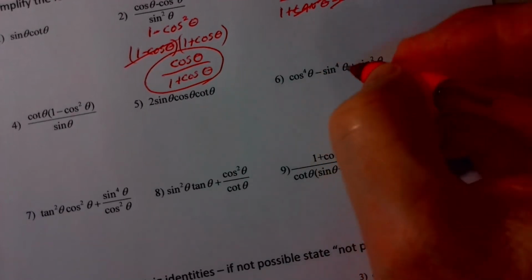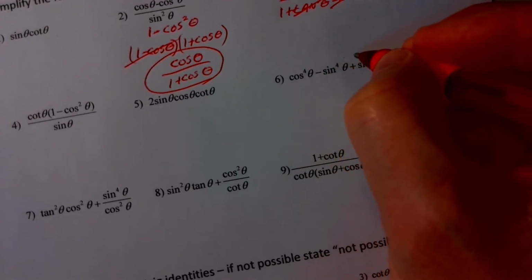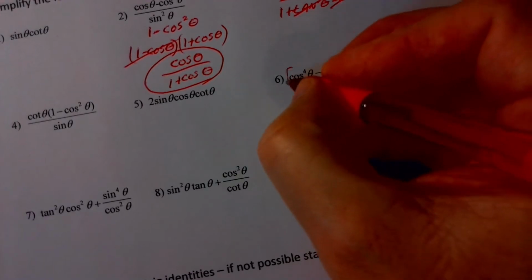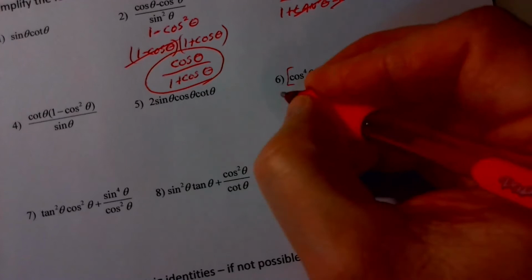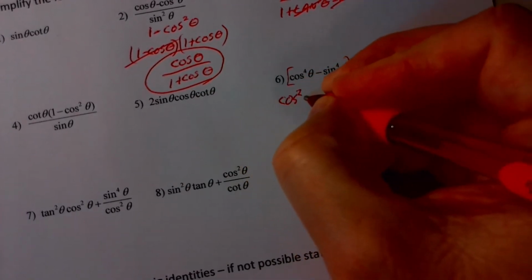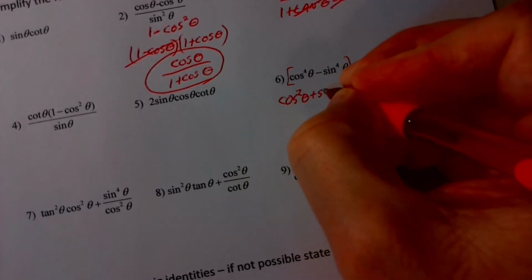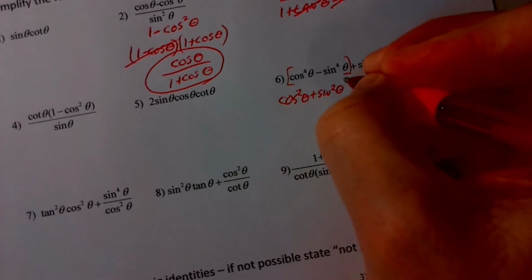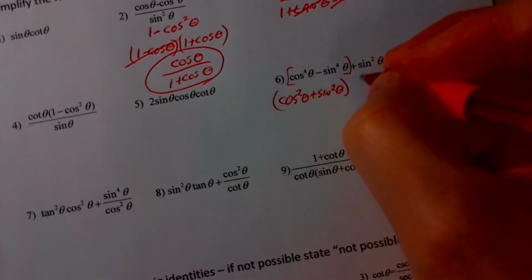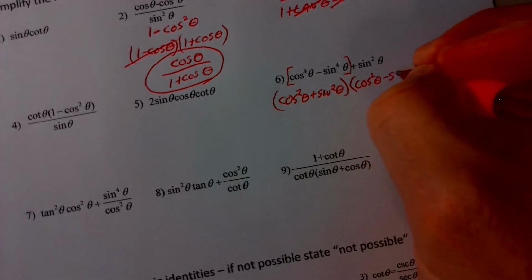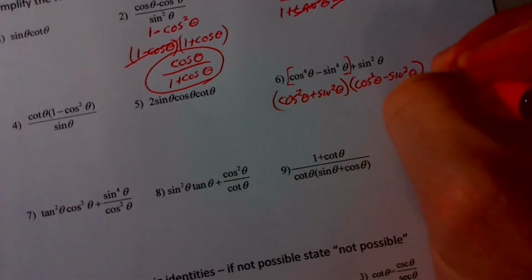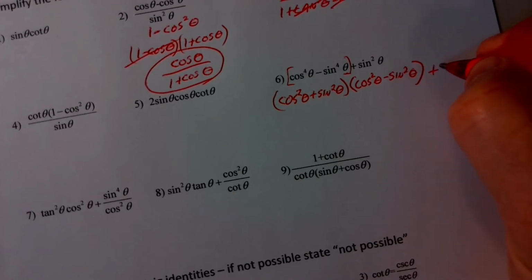Okay, so I'm going to look at this part right here. And I'm going to say, let's just look at those two terms first. Well, that seems to me that that's a perfect square, and that's a perfect square, and that's subtraction. So I can rewrite this as cosine squared theta plus sine squared theta, right, times cosine squared theta minus sine squared theta. And then I got this plus sine squared theta at the end.